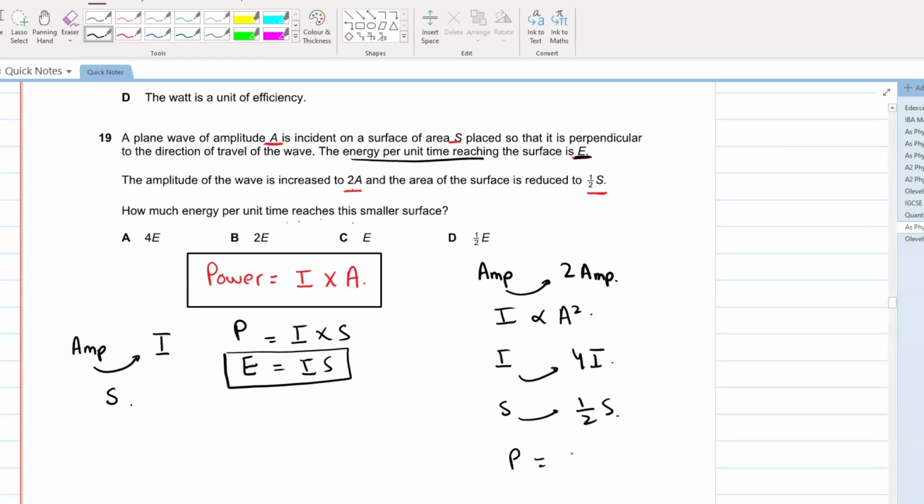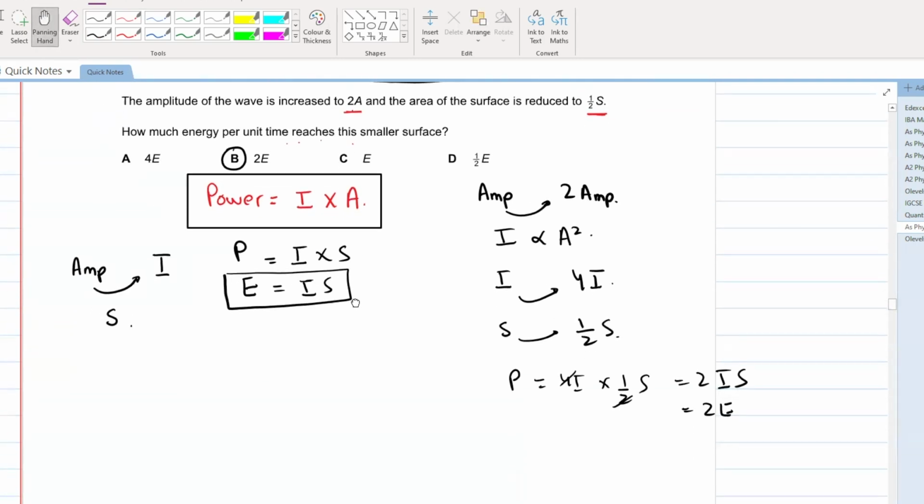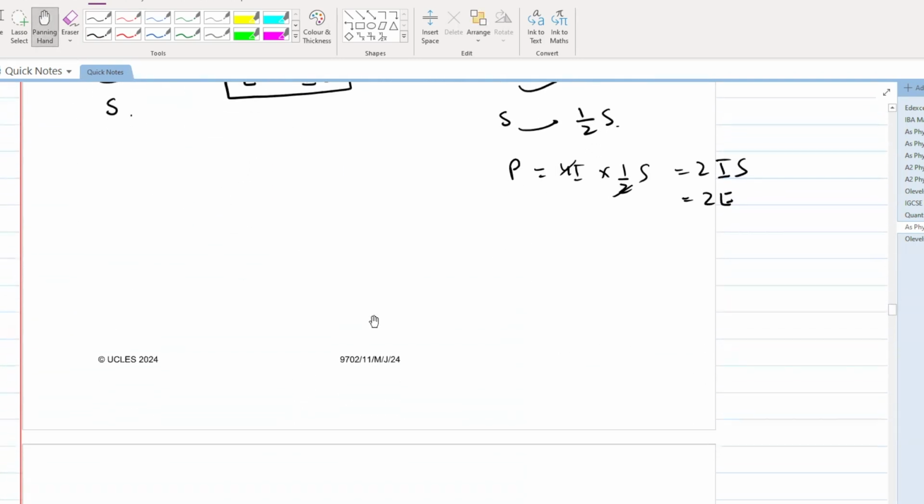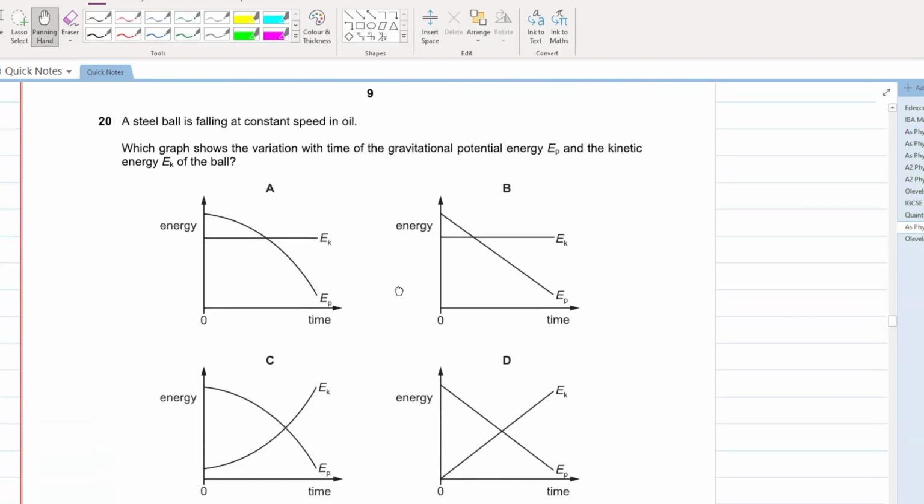Intensity, that is 4I into half S. 2 cancels out. This comes out to be 2IS. In place of IS, you can place what? E. 2E is your new power. B is your answer. 19's answer is B. Simple procedure, nothing complicated. Let's further move ahead.